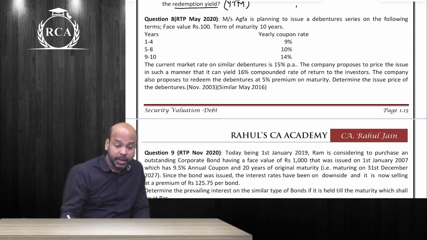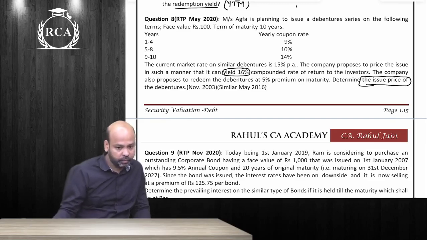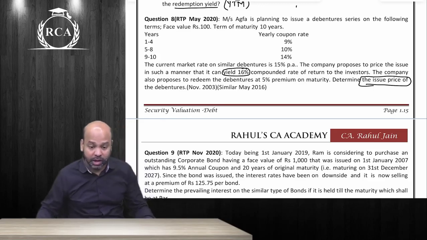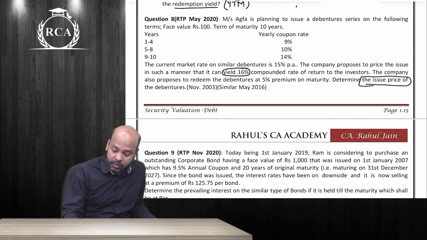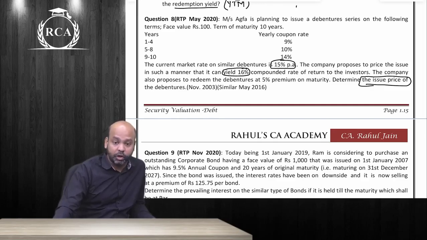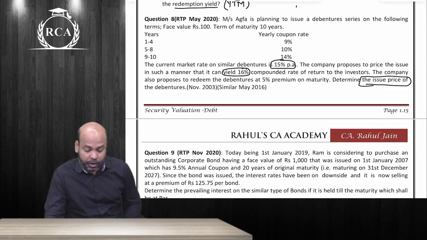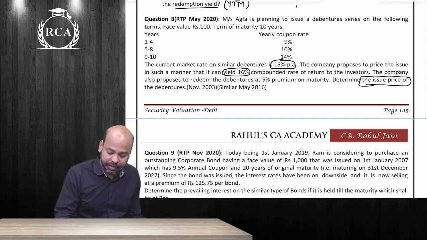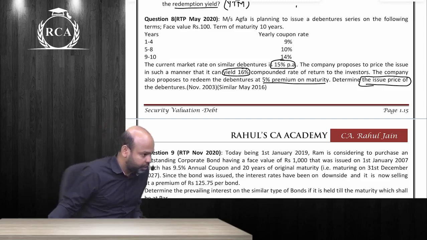So to determine the issue price, beta, you will have to discount all the future cash flows at a yield of 16%, but not at 15%. 15% के हिसाब से fair value आएगा, but we are not offering 15% return, we are offering a higher return. Is that clear? The company also proposes to redeem the debentures at 5% premium on maturity. So you'll have to take redemption value to be 105 rupees.